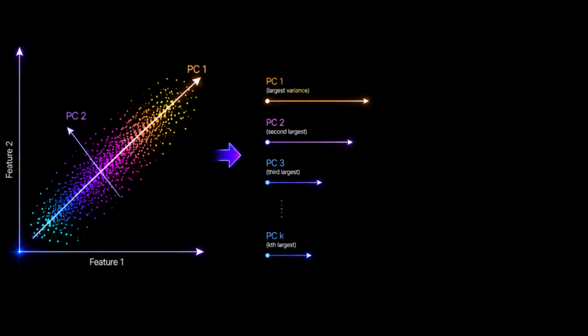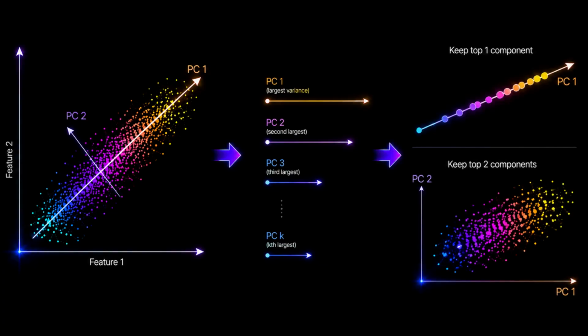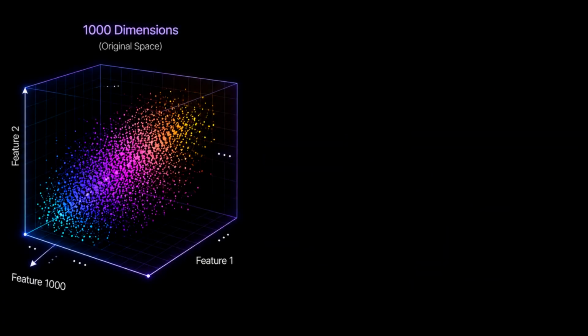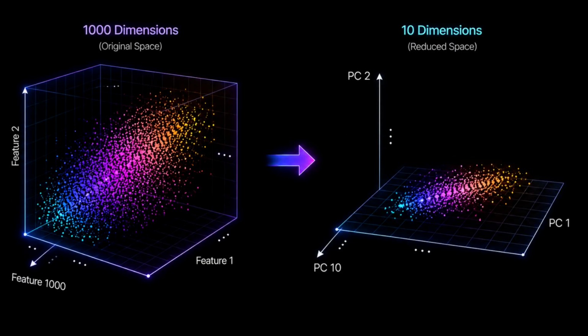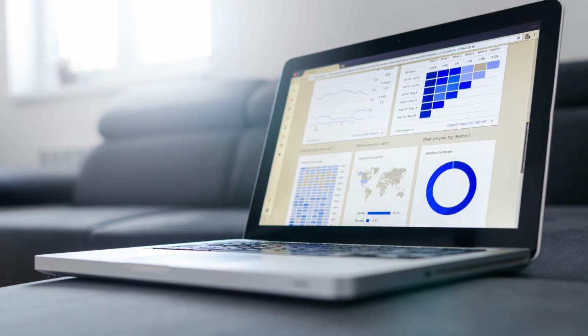And if we want more dimensions, we simply keep the top few principal components. A 1,000-dimensional dataset could become just 10 dimensions. That's a huge reduction. And this makes PCA useful for visualization.